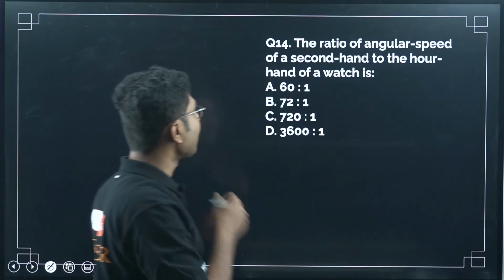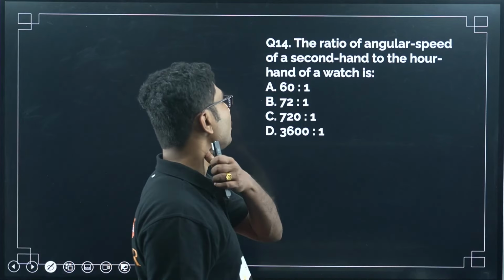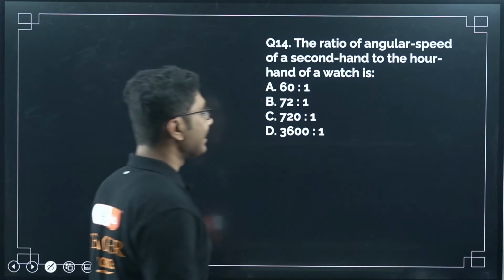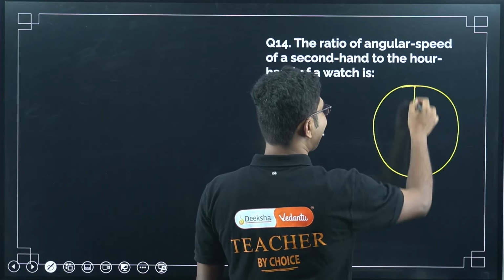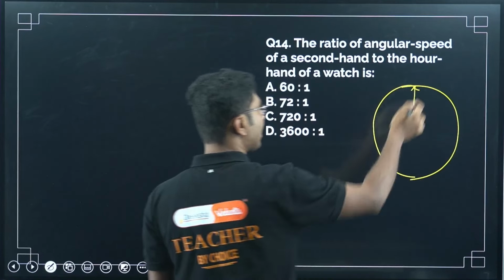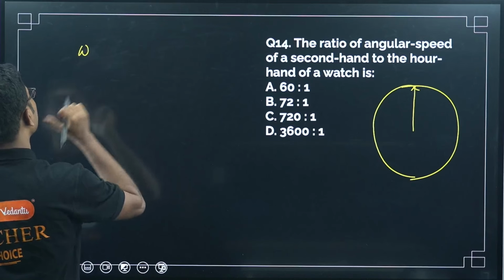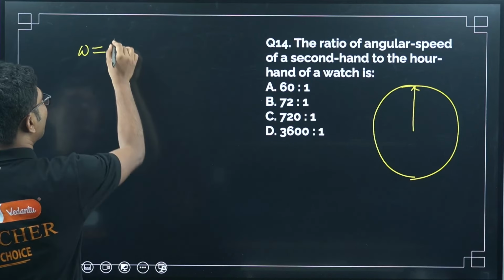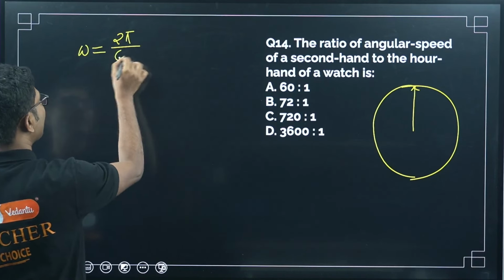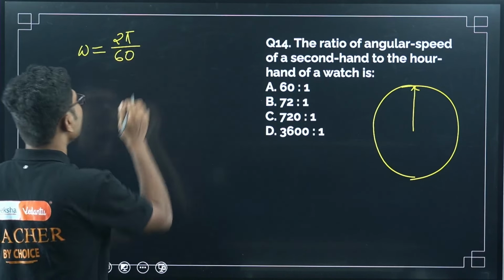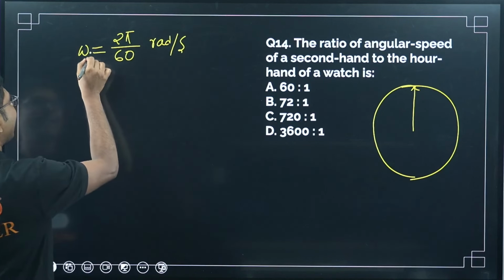Now question number 14. The ratio of angular speed of second hand to the hour hand of a watch. Very interesting question. Now we know that in a clock, second hand takes 60 seconds to complete one complete revolution. So what is the angular speed of second hand? One revolution means 2 pi radian, and it takes 60 seconds to complete one revolution, right? So 2 pi by 60 radian per second, and this is the second hand.